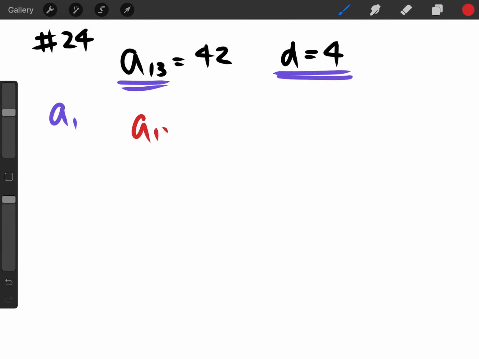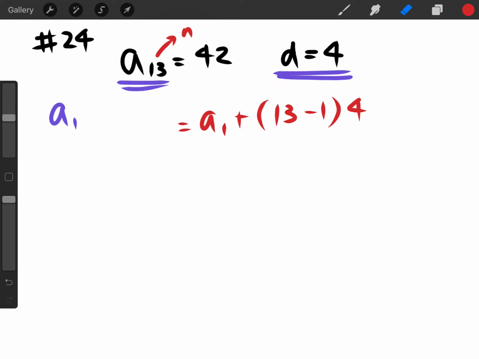So you write a sub 13 is equal to a sub 1. Now, that's the one we're looking for, plus n minus 1. N is 13 here, so we're going to write 13 minus 1, multiply the difference, which is 4. So you know that a sub 13 is 42.